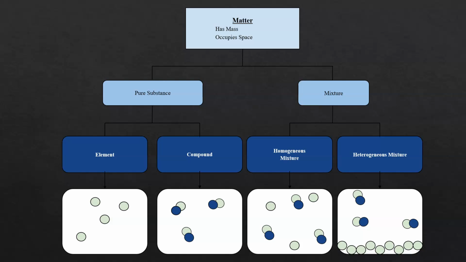Now, mixtures can have two types. You're going to have two or more different substances combining. Now, if they combine where they have a uniform composition, or you can't easily pick one type from another, they're blended, that is a homogeneous mixture. If you can separate them, or you can pick one out, that is a heterogeneous mixture.